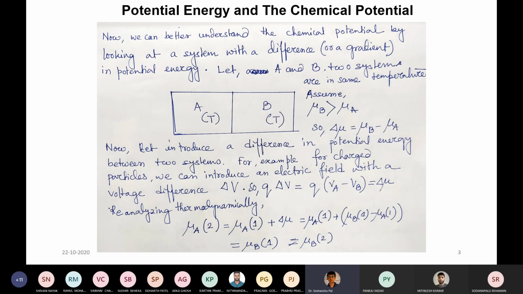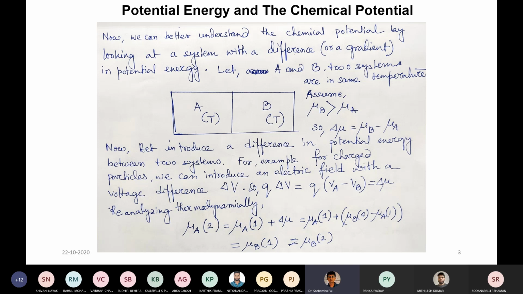And what is written is that mu A of state 2 equals mu A of state 1 plus del mu, the change in that potential. Now mu A of state 1 equals, if we replace del mu by mu B of state 1 minus mu A of state 1, then the mu A of state 1 terms, having one positive and one negative sign, will cancel out. So you are going to get mu B of state 1.